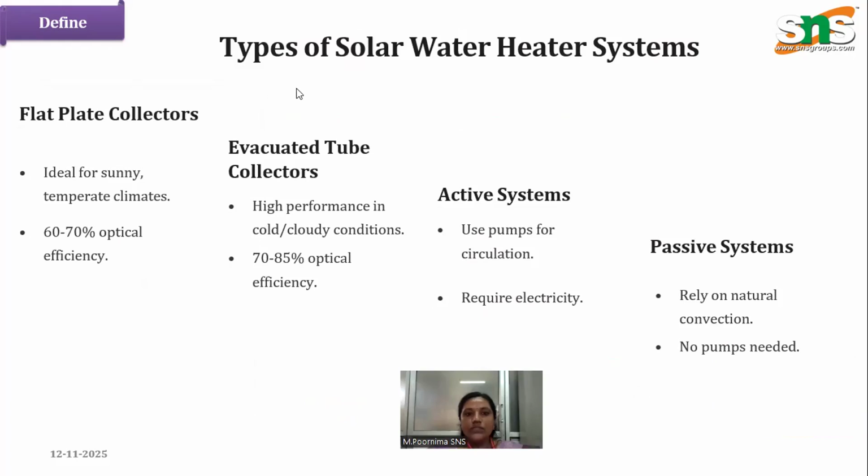Here now comes the types of solar thermal systems. One is the flat plate collector. Next is the evacuated tube collector. Next is the active system. Next is the passive system. The flat plate collector is ideal for sunny, temperate climates with 60 to 70 percent optical efficiency, and the evacuated tube collector has high performance in cloudy conditions with 70 to 85 percent optical efficiency. The active system uses pumps for circulation and requires electricity. The passive system relies on natural convection and no pumps are needed. These are the types of solar thermal systems.